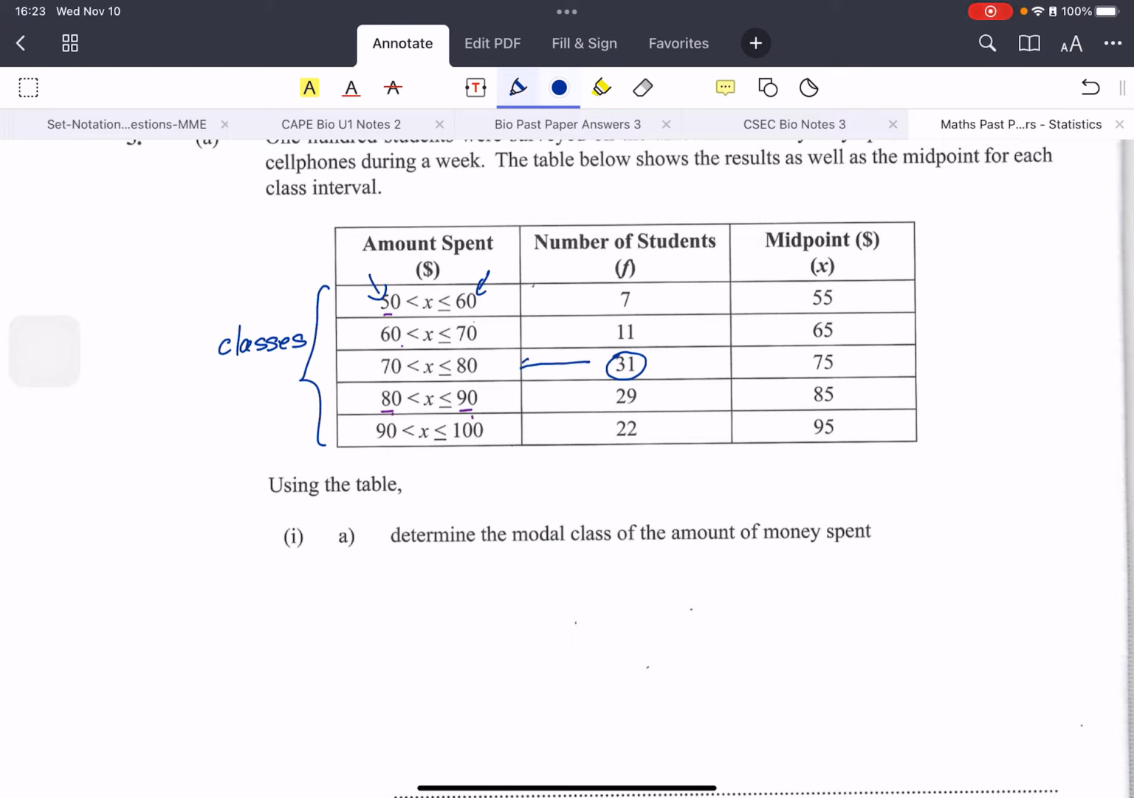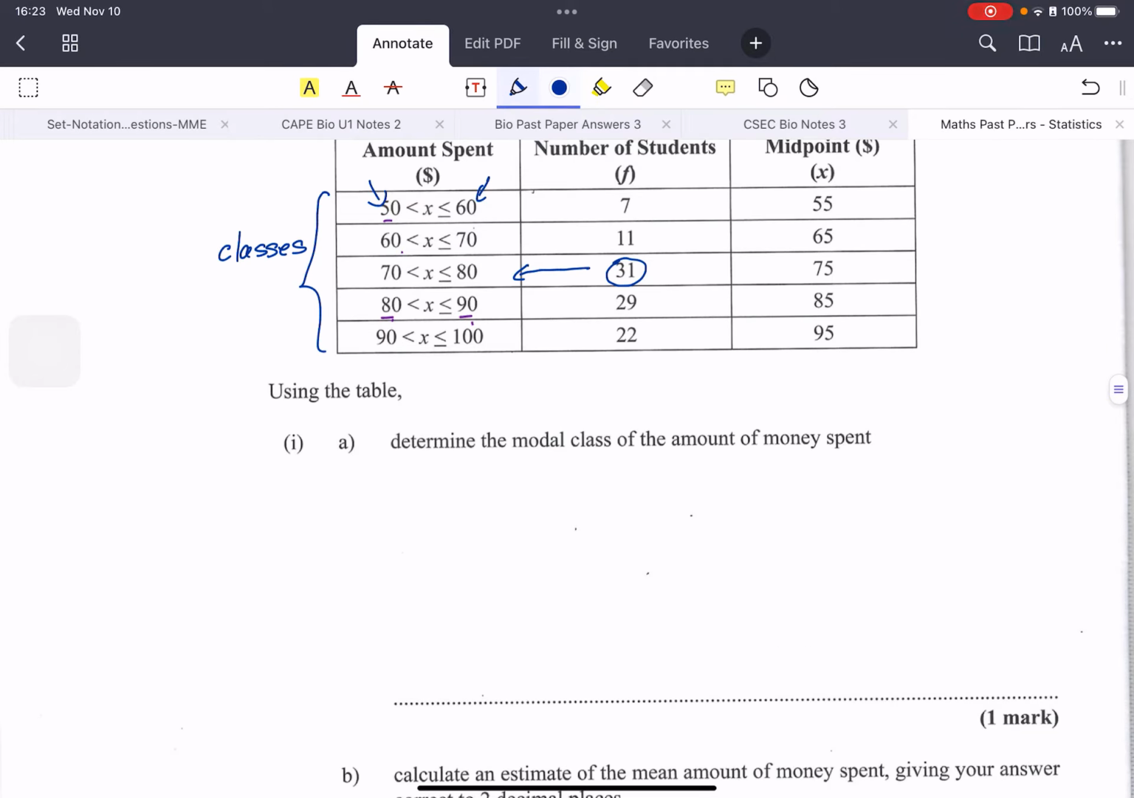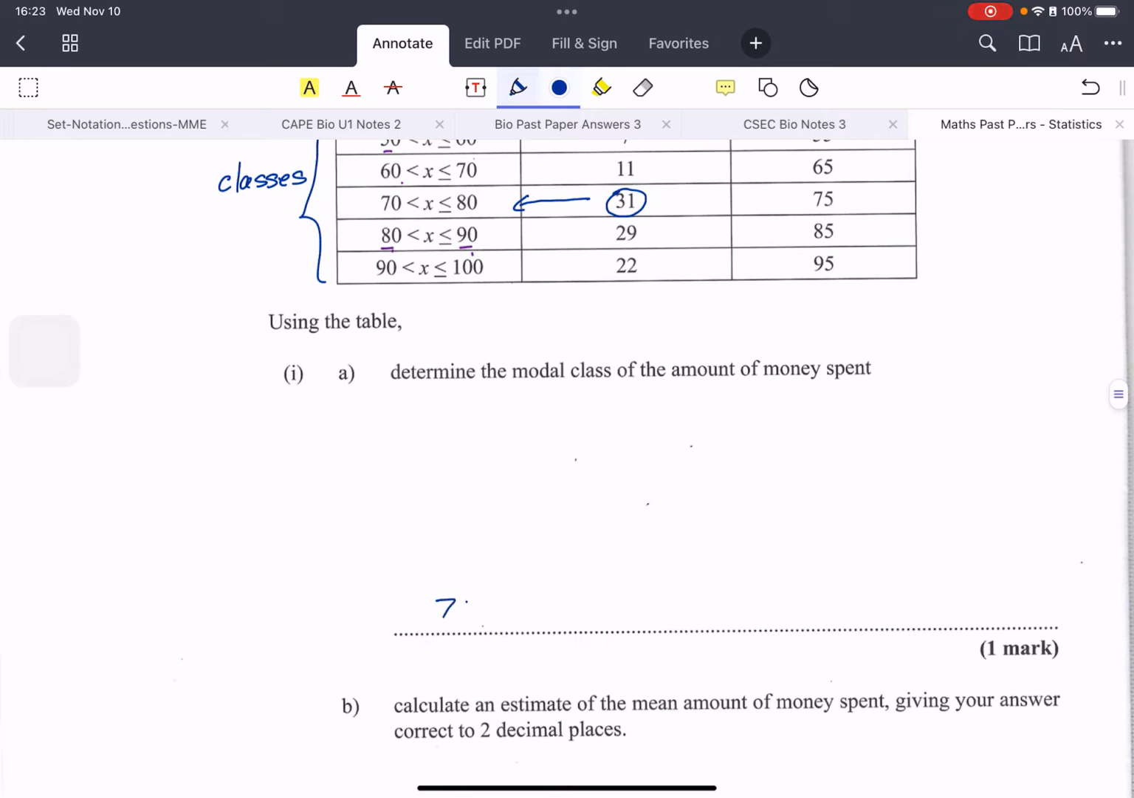And what is the class? 70 to 80. The X simply means whatever the number is, it's between 70 and 80, okay? So the modal class, we just need to write it back. There we go.